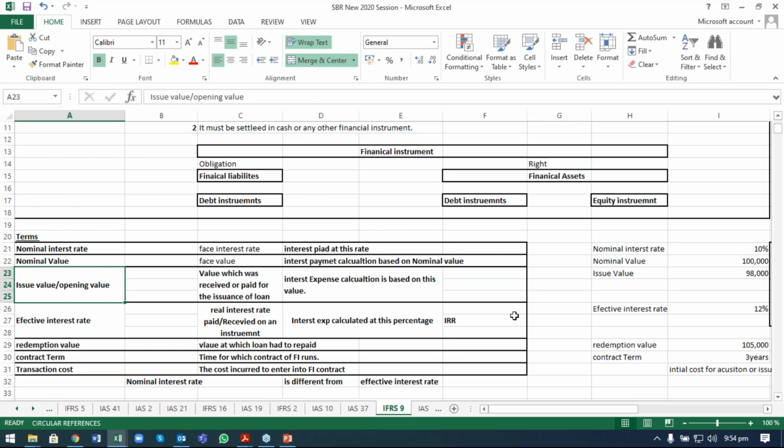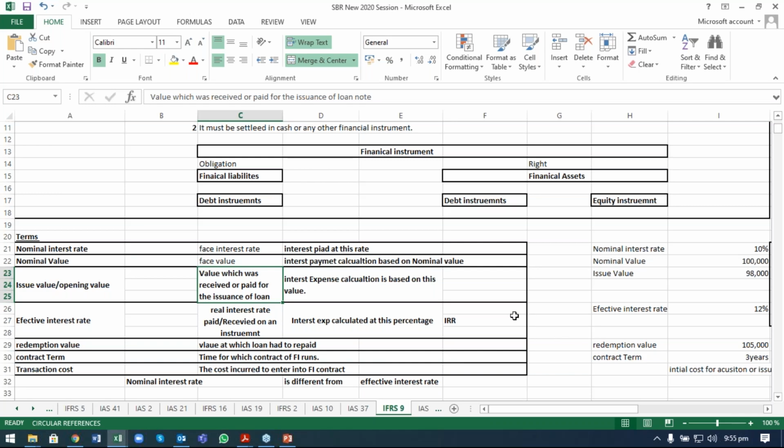What is the opening or issuing value of an instrument? A few of the debt instruments are issued at discount and a few are issued at par. So the issue value is the amount you have actually received by issuing a document. For example, if there is a loan note of 100,000 and you have received 100,000 against the document, then you can say that is the issue value of that document.